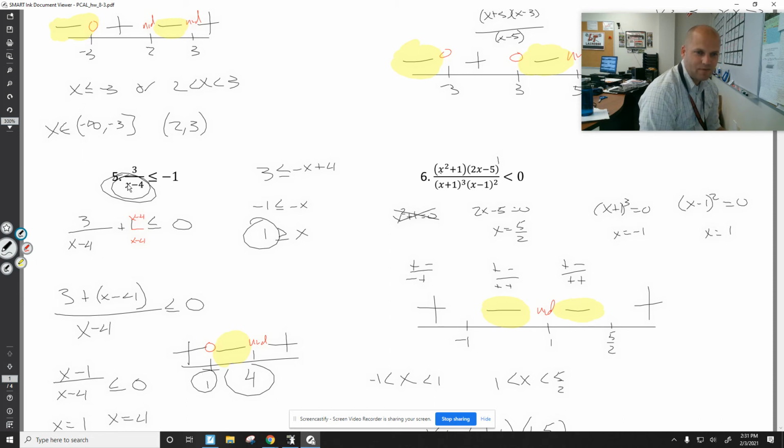I'd have to pick a value like 5 and then do 3 over 5 minus 4. Is that less than or equal to negative 1? It's actually a little bit more complicated than just figuring out if it's positive or negative. Plugging in 3 over 3 minus 4, is that less than or equal to negative 1? That's, I think, trickier. So this is why I probably advise you to do the whole 0 method. Zeros are nicer to handle.